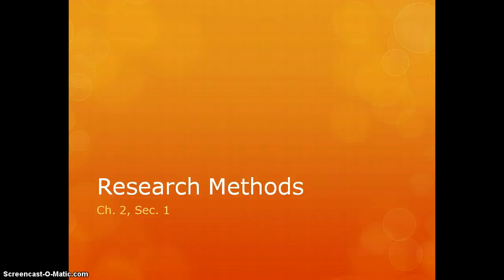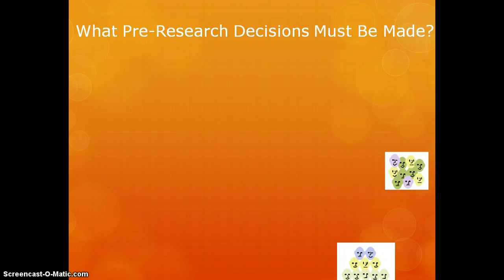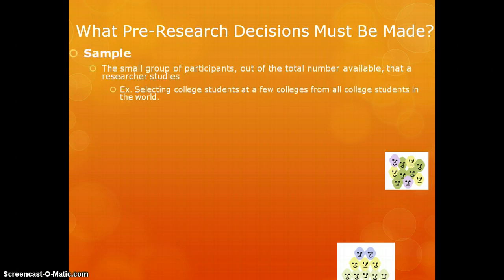For the next few days, we're going to be talking about research methods. In research, several pre-research decisions have to be made, and the first is in regard to the sample. The sample is the small group of participants out of a total number available that a researcher studies.